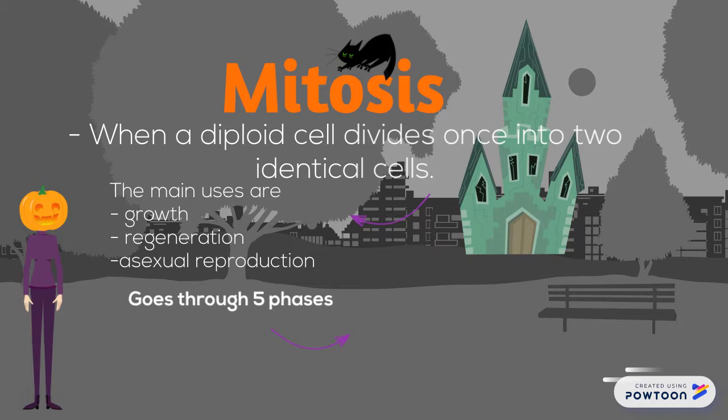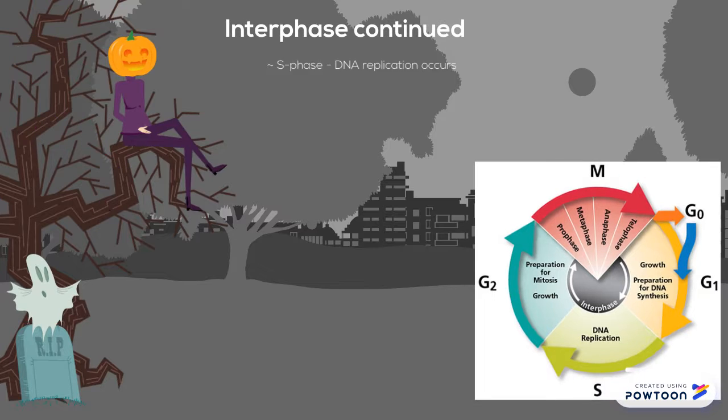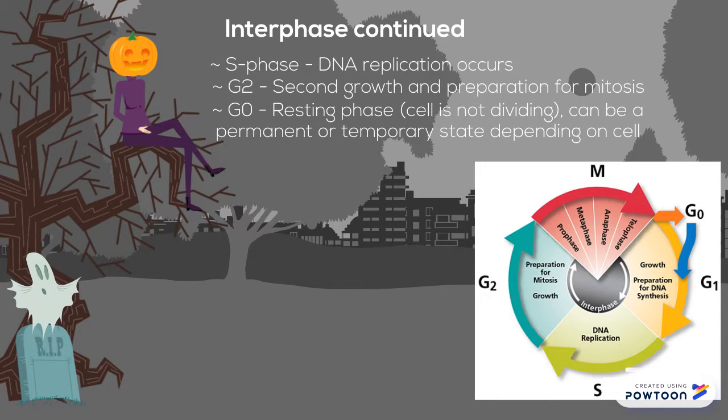It has 5 phases. The first phase is interphase, the longest part of the cell cycle. It includes 3 stages. The first stage is G1. This is where the first growth occurs. The second stage is S phase, where DNA replication occurs. The third stage is G2, where second growth and preparation for mitosis occurs. The cell can also go into G0, a resting phase, where the cell is not dividing. This can be a permanent or temporary state depending on the cell.